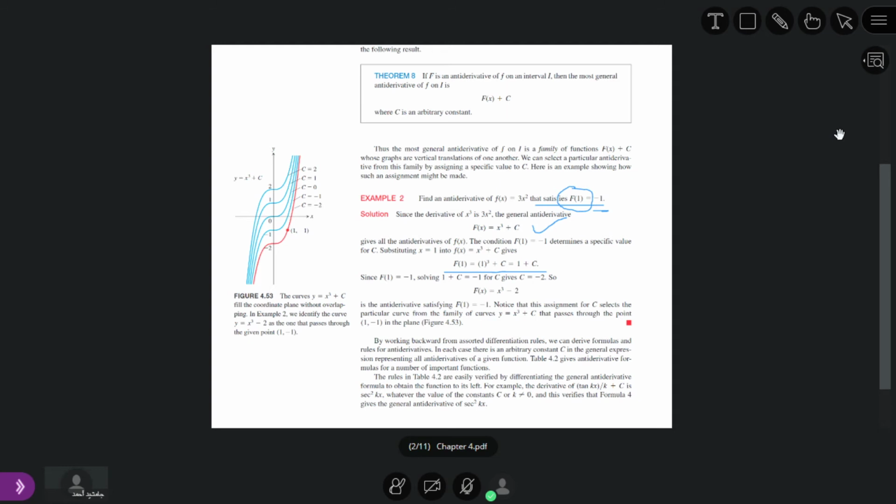If c is equal to minus 2, then we put this value here. So x power 3 minus 2. This is our answer. It means f of x is equal to x power 3 minus 2, with the value of the constant found.